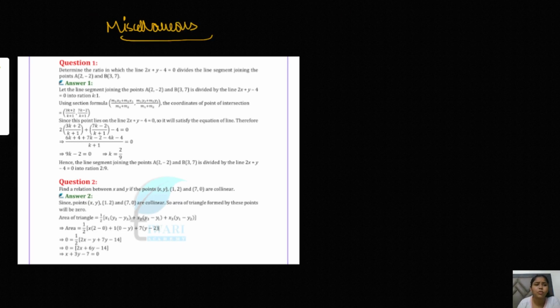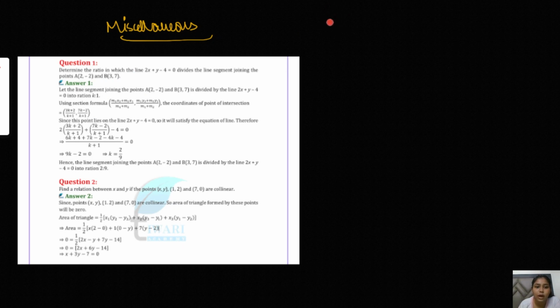This chapter doesn't have very many word problems, but still I've managed to keep one word problem in this particular session, so you will be able to learn that problem. Okay, so determine the ratio in which the line divides the line segment with these points.